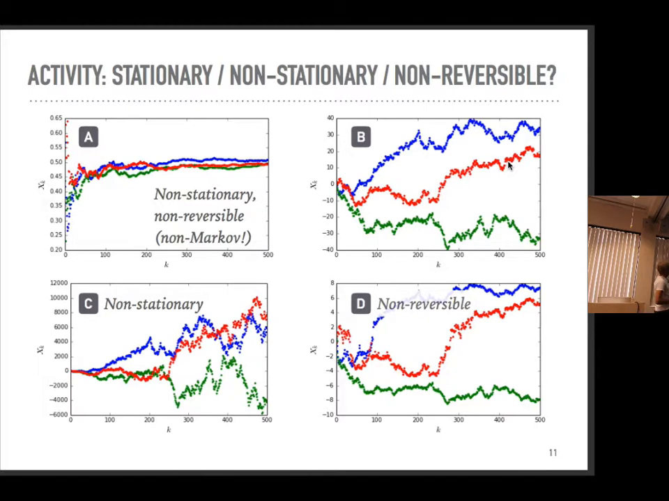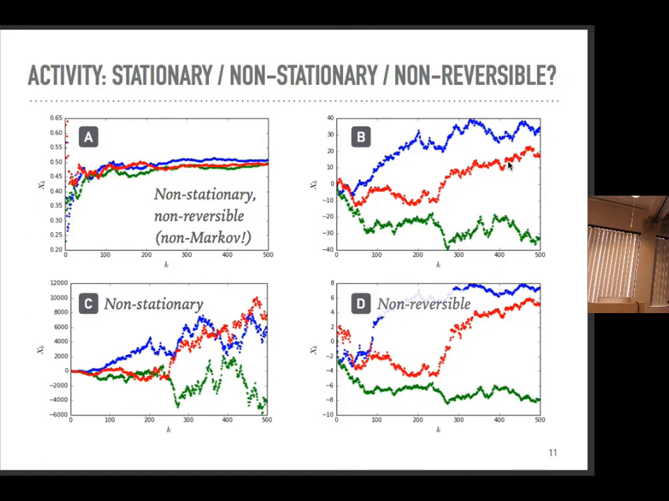So this one is not even a Markov chain. This is non-stationary and non-reversible. So this is just a general stochastic process. This one here is a bona fide stationary reversible Markov process. This one here is non-reversible, and you can see that because it starts to get smoother as time goes on.